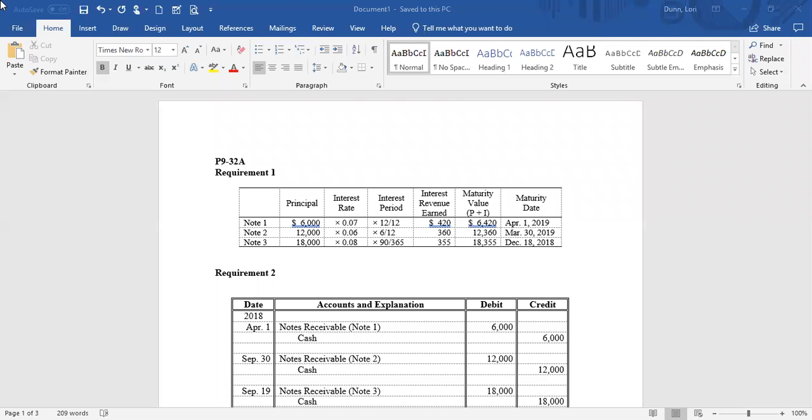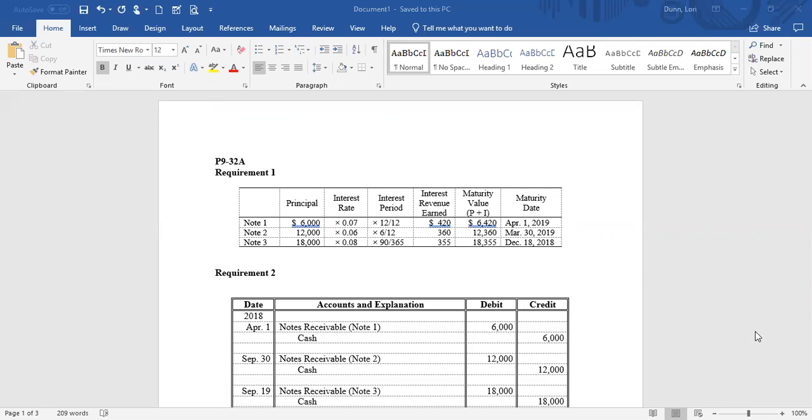Now, how do we create the journal entries? Well, you can see right in front of you there that when a note is created, the company, Harley Realty, that's us, we debit note receivable for the principal only, because on the day we loan the money, that's all that occurred. We gave $6,000 on April 1st. Debit note receivable, which is an asset, credit cash. September 30th's note, which is note 2, debit note receivable, credit cash for the principal. And you would do the same thing with the September 19th loan. Debit notes receivable, credit cash.